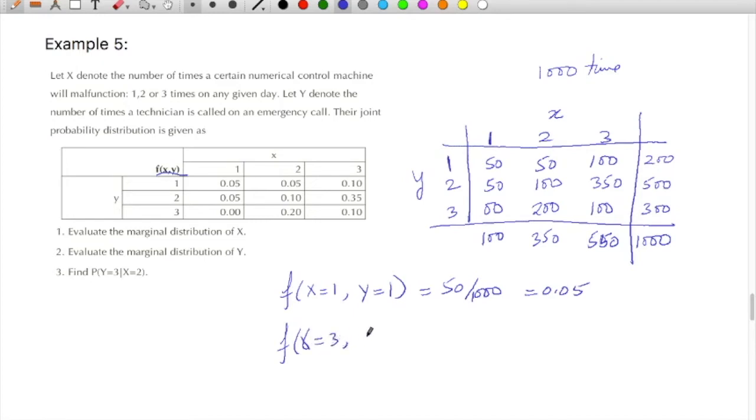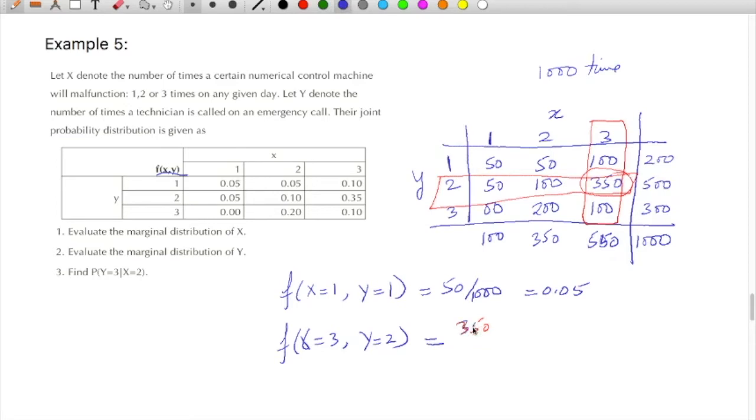Now suppose I want to know the probability of getting machine malfunction 3 times, x equal to 3, and the operator is called on emergency twice. We can see that this combination is this one. Machine malfunction 3 times is this. The operator is called on emergency twice is this. In this case, we have this 350.